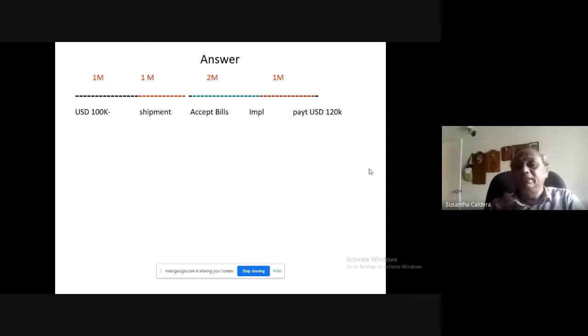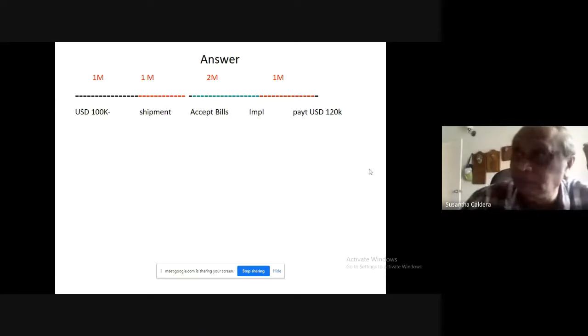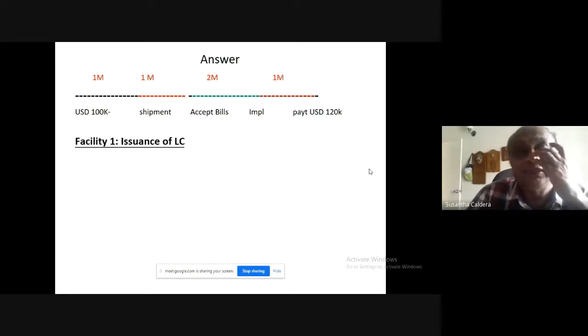To settle overheads. So those are the facilities we need. Now we'll go one by one. The first one is facility one, that is issuance of LCs. And you have to write the figure, right?